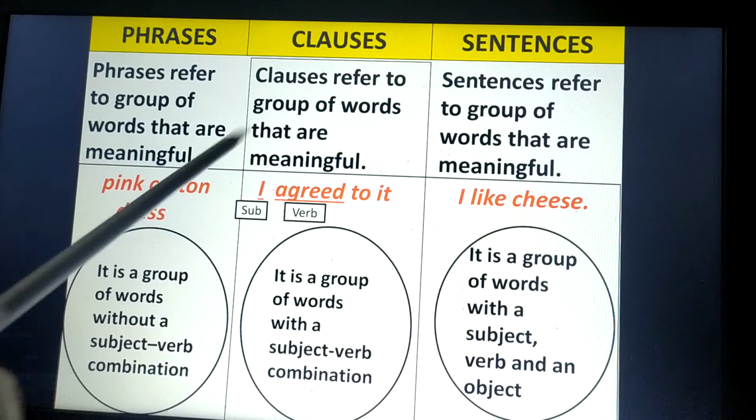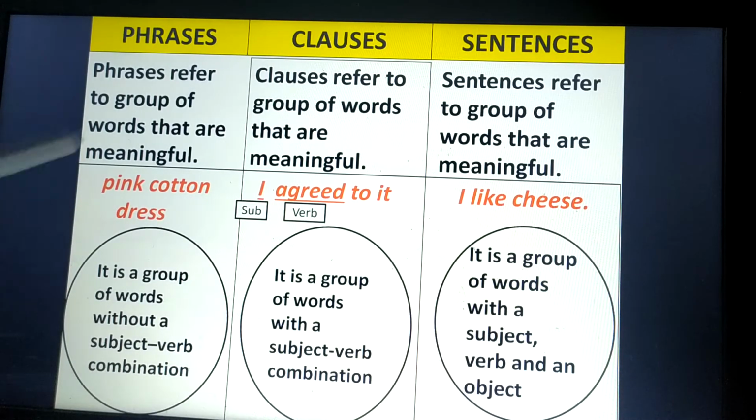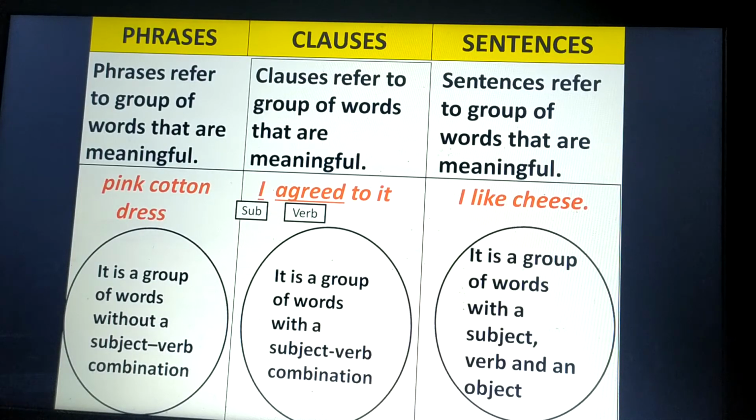Pink cotton dress. I agreed to it. I like cheese. So if you look here, first of all, we have pink cotton dress. Pink cotton dress is a phrase because it doesn't have a subject-verb combination. It means that a phrase should not have a subject-verb combination. Here we don't find any subject-verb combination, so we can say that it's a phrase, because a phrase is a group of words without a subject-verb combination.